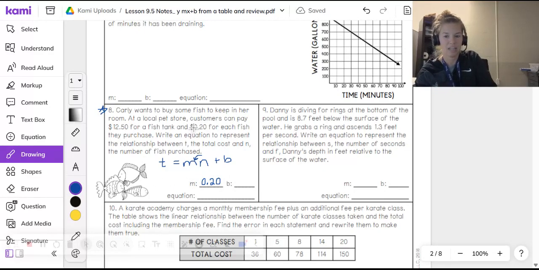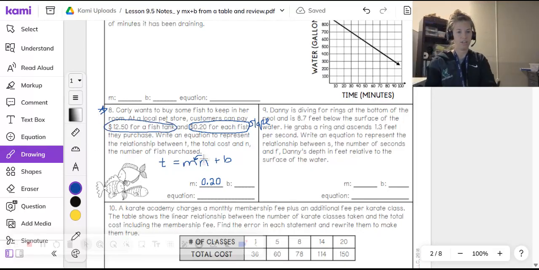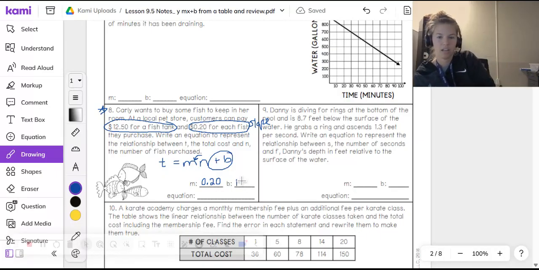And that is the cost for each fish, all right, is the slope. And then it says we pay $12.50 for a fish tank. You're putting all the fish in one tank, so we're buying one fish tank, and that is $12.50. That is the constant. That does not change based on how many fish you buy, right? You buy one tank and you put all the fish in the tank. All right, so you have $12.50.